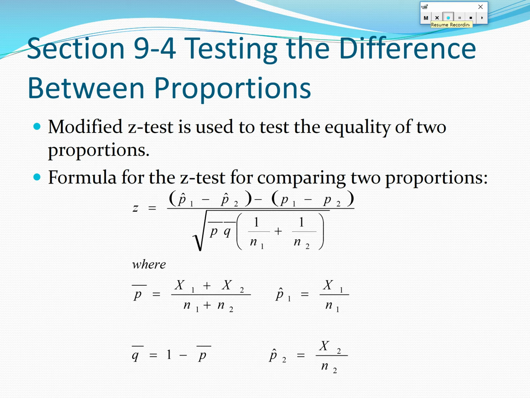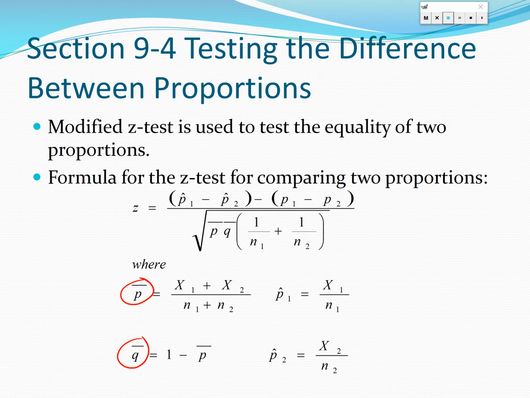In 9.4, we're going to be looking at testing the difference between proportions. It is a modified z-test. The formula you see below. The new value for us, I should say, P bar and Q bar. We haven't seen those before.